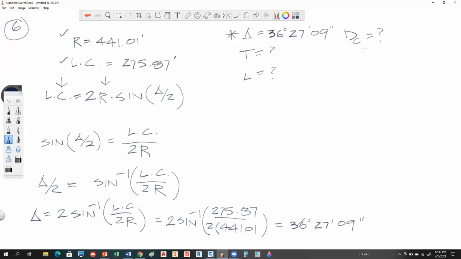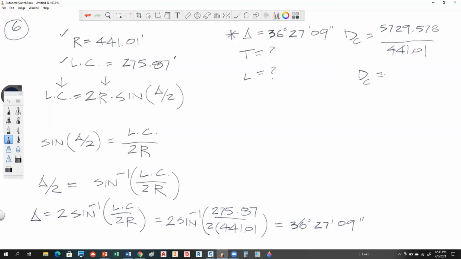So degree of curve is real easy to get. Anybody remember how to get that? In fact, we wouldn't have even needed delta. If you look back, there's an equation for degree of curve that says 5729.578. A lot of people just use 5730, but when you do that, it refines. It's a little smaller. So that's divided by the radius, 441.01. Now remember that's expressed usually in degrees, minutes, seconds.